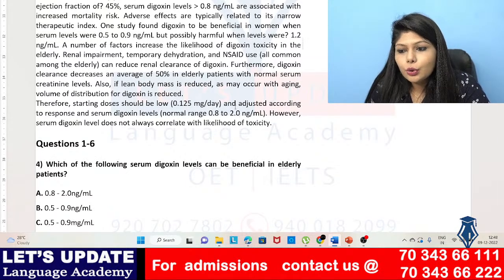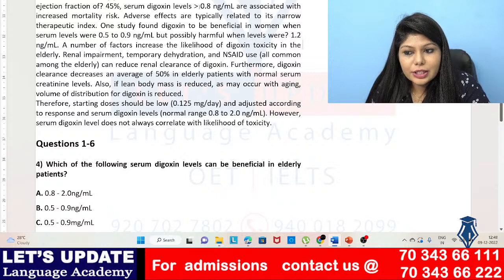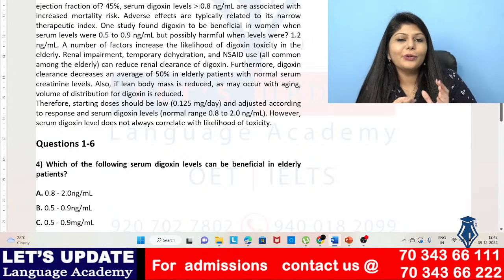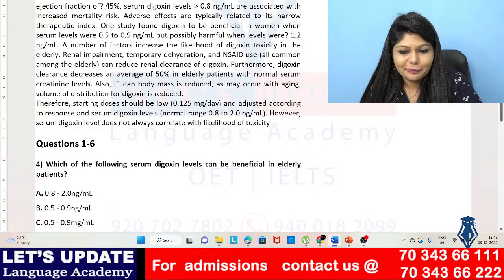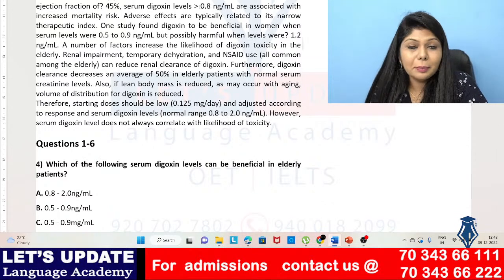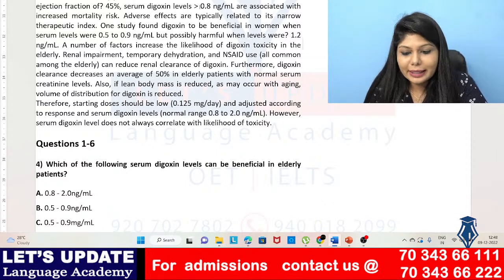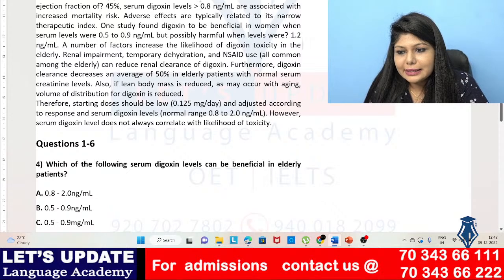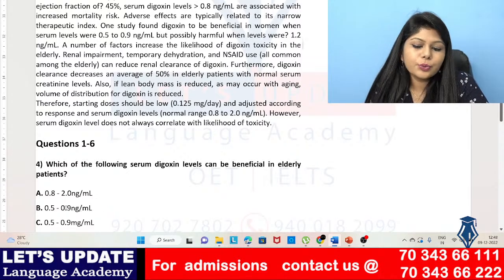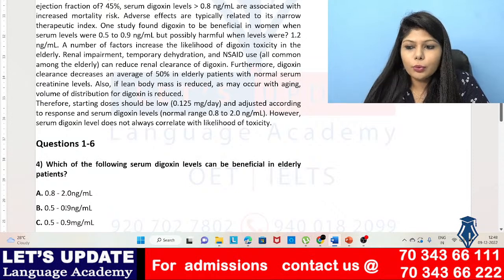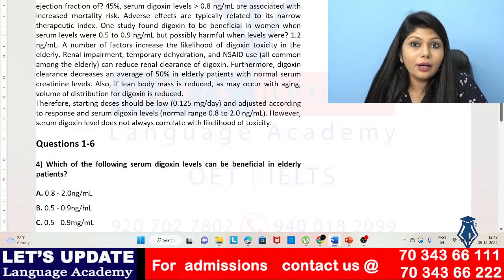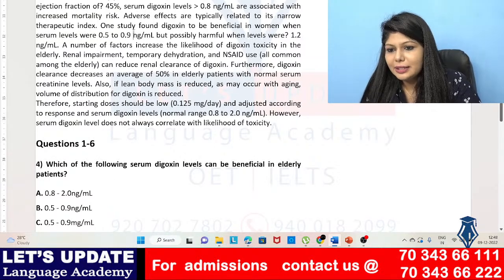Okay. So keeping in mind this information, you have to choose your levels accordingly. So your answer will be B, which is 0.5 to 0.9. So that 0.9 won't go a lot more than 0.8. Just a 0.1 increase. That's okay, but not a lot beyond 0.8, which will of course lead to an increased mortality risk for elderly patients. Okay, it is mentioned here.